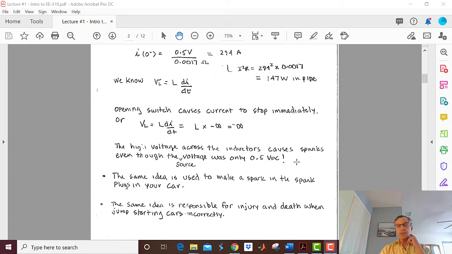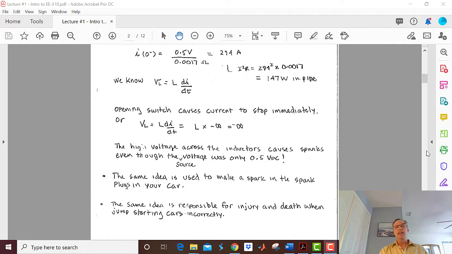Unfortunately, the same idea is responsible for injury and death when jump-starting cars incorrectly. Remember, when you jump-start a car, what you want to do is connect one of the wires between the two terminals of the battery. Then you want to connect the next wire so that the last connection, the connection that completes the circuit, is made down at a ground point well away from the battery, because when those sparks occur, you don't want them anywhere near the battery.